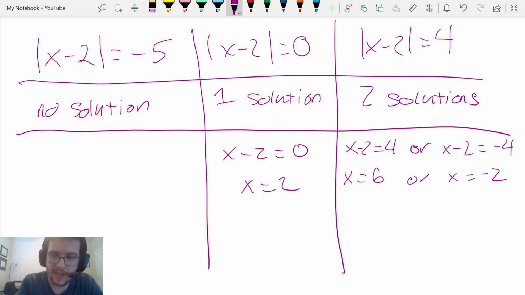And then maybe they'll ask you, what's the sum of the two solutions? So you add them, and you do 6 plus negative 2, which is 4. And again, remember, you have to get the absolute value by itself first. If there's a number in front of it, you got to divide it. If there's a number next to it, you got to subtract or add it to the other side. If I were you, I would memorize this table and make sure you know how to do it. So let me see here.